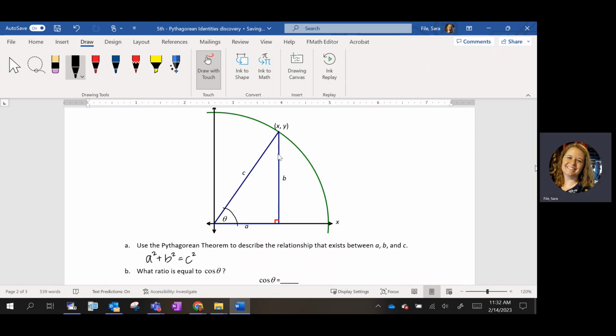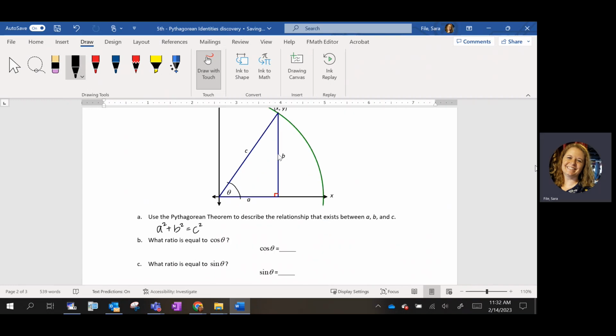Okay, now B and C ask for ratios in this picture for cosine of theta and sine of theta. So I put an arc here where theta is. Do y'all remember your ratios for sine, cosine, and tangent? How do you remember them? Okay, so if you need to jot that down, SOHCAHTOA. That's a memory trick, so you can remember sine, cosine, and tangent ratios. What do the O, the H, and the A stand for? Yeah, opposite, adjacent, and hypotenuse.